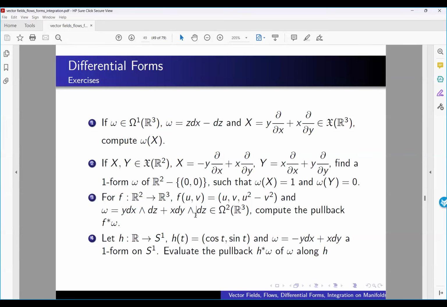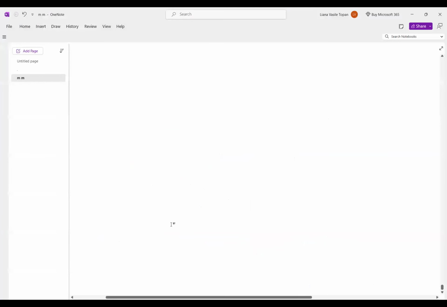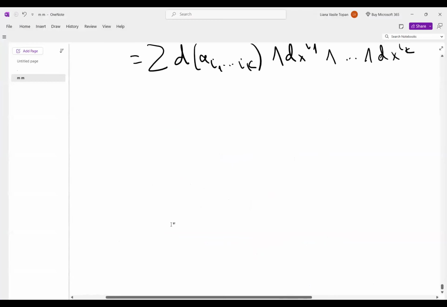All right, let's look at example 3, for instance. So let's compute the pullback. Let's start with 3. We are not ready to do 1 and 2, but we will. All right, so example 3 says this.